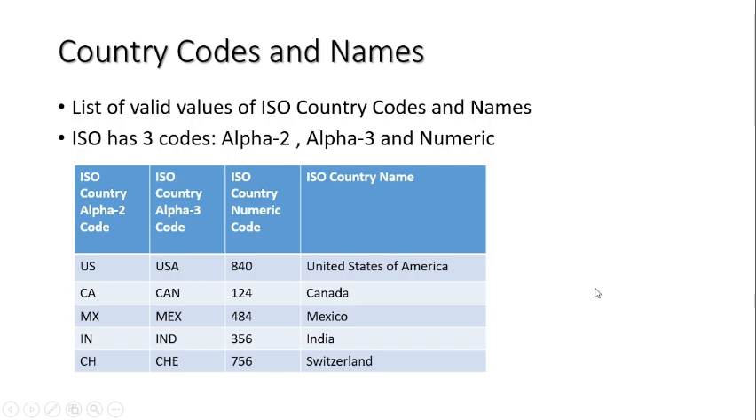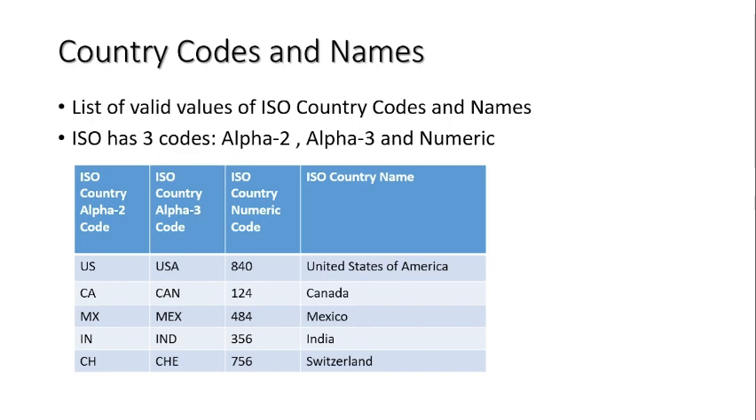The next example is country codes and names. International Standards Organization has 3 codes for each country, and they are Alpha 2 code, Alpha 3 code, and numeric code. Alpha 2 code is the 2 alphabet code, Alpha 3 code is the 3 alphabet code, and numeric code is 3 digit code. For United States of America, Alpha 2 code is US, Alpha 3 code is USA, numeric code is 840. Similarly, for Canada, it is CA, CAN, and 124.